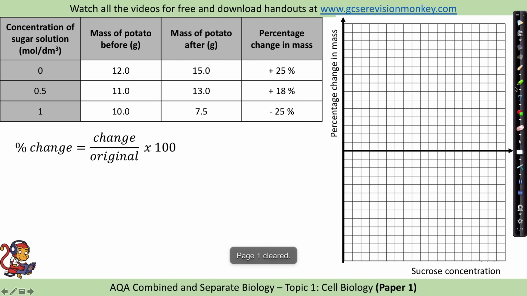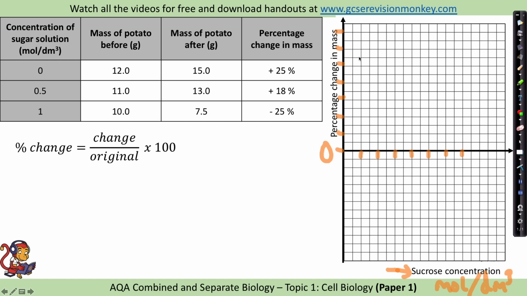And then we may well be asked to plot these on a graph. So obviously you'd have your 0 here, and going up in times tables you'd put your percentage change in mass. I'm not going to write the numbers on. The x-axis, just to make it nice and clear, they've put the words for it down here, the title here, sucrose concentration or sugar concentration, and that will be in moles per decimeter cubed. And again you'd have numbers here indicating the concentrations.